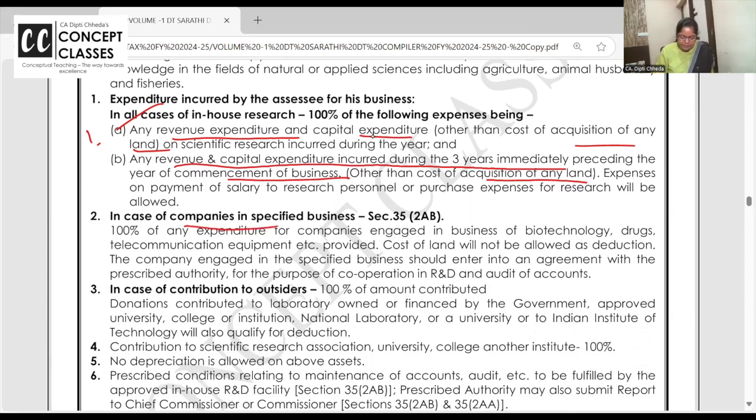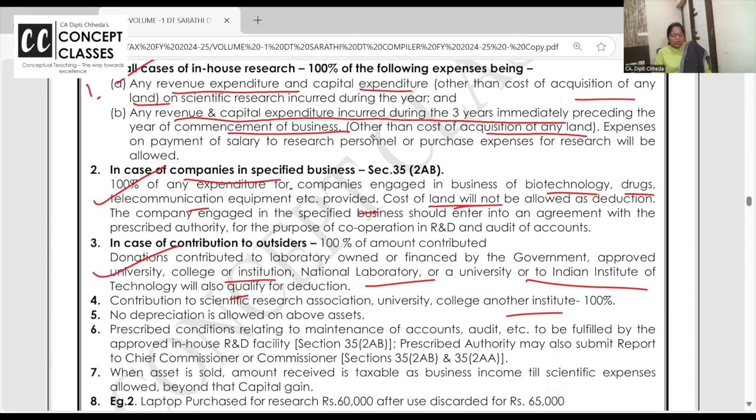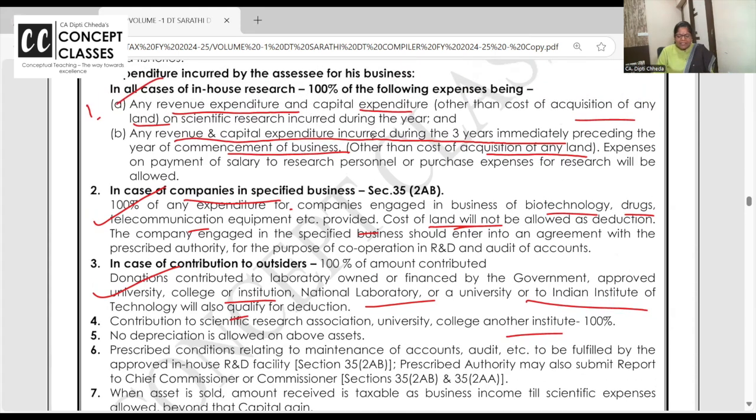Now, if you are donating to a company which is 100% involved in research or in specified businesses like biotechnology, biodrugs, telecommunication, it is allowed, but cost of land is not allowed. If you are donating to universities, national laboratories, IITs, Indian Institute of Technology, which are approved, colleges and universities which are approved, it's allowed. But when it is for scientific research, capital expenditure is also 100% allowed, like laptop and all.